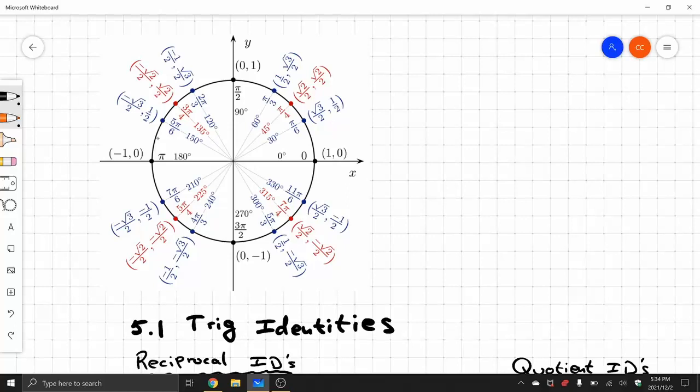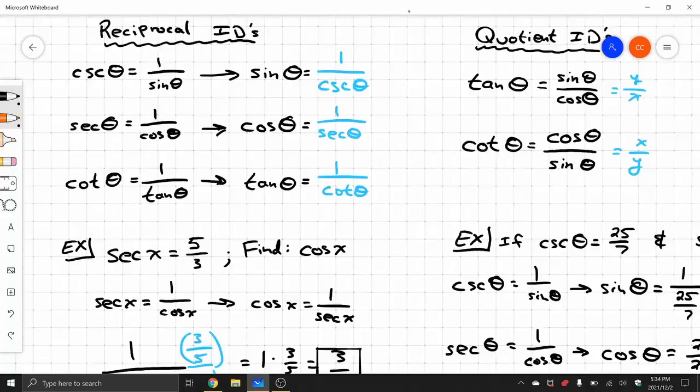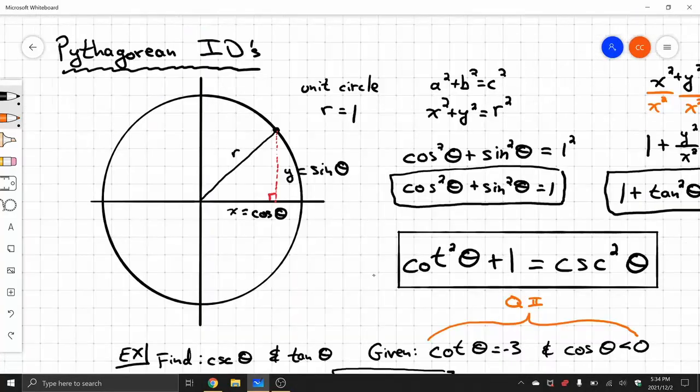Okay, so you can do that with any of your relationships here, any of your sines and cosines, tangents and cotangents, and secants and cosecants as well. You're just going to go up to pi over 2, and you're going to subtract whatever the original angle is from that, and you'll have your cofunction ID. So let's take a look at how we can use that.